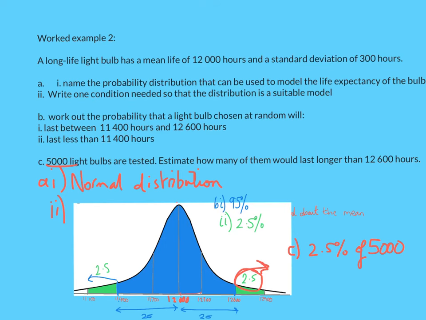So in my calculator, if I just use whatever method you usually use, whether that's 0.025 times 5,000 or any other method, you should have 12.5. So I would expect 12.5 light bulbs to last longer than 12,600 hours if I did a batch of 5,000. Okay, so using all that you've learnt in this video, have a go at the questions now.